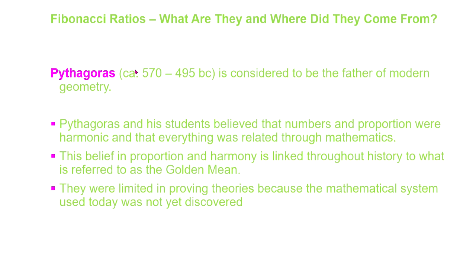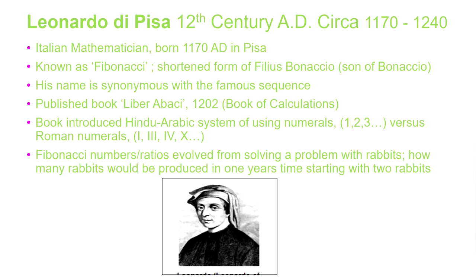So Pythagoras, who lived from about 570 to 495 BC, was considered to be the father of modern geometry, and he and his students believed that the numbers in proportion were harmonic. We're going to look at what harmonic means on the price charts to us today, and that everything was related through mathematics. Now, unfortunately, the mathematical systems they had at that time were not advanced enough to be able to prove those theories. But Leonardo de Pisa, who lived in the 12th century, was an Italian mathematician.